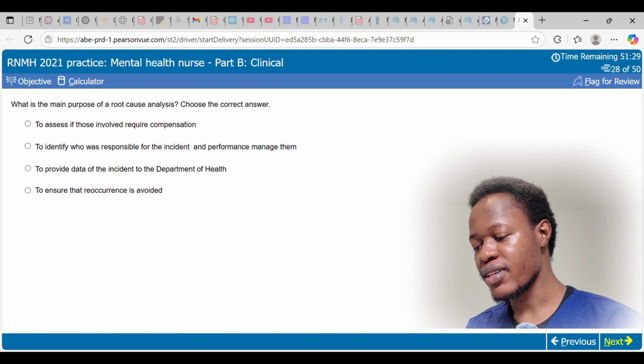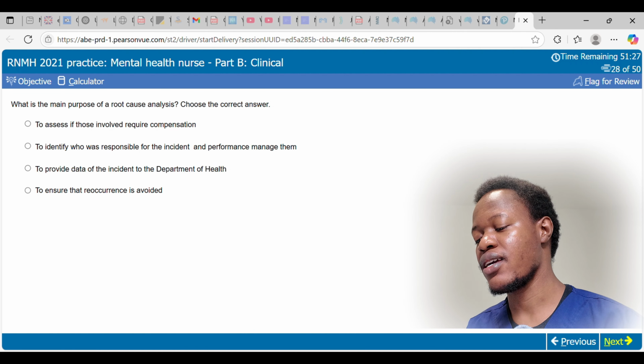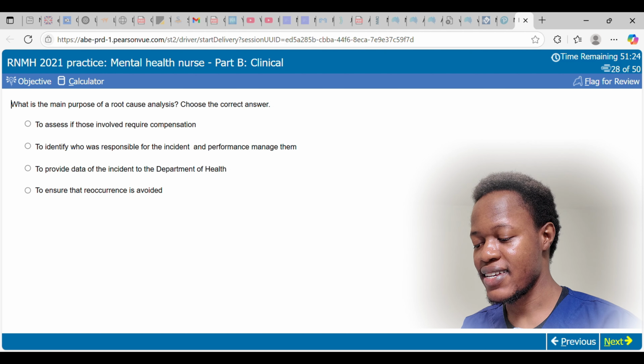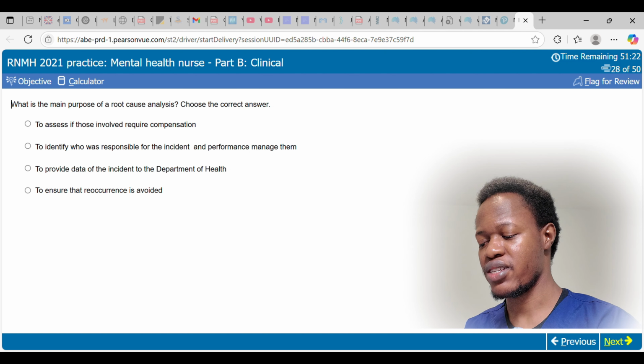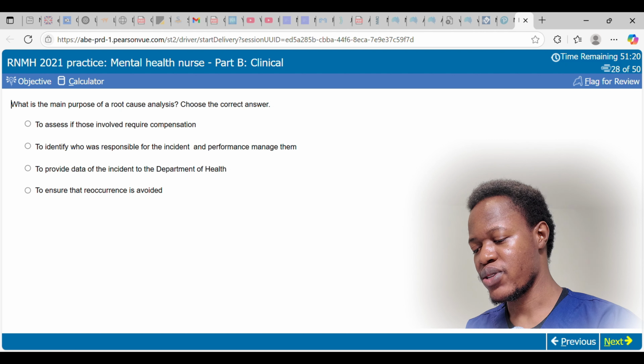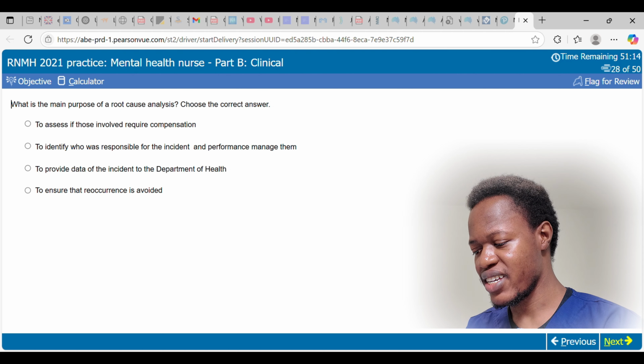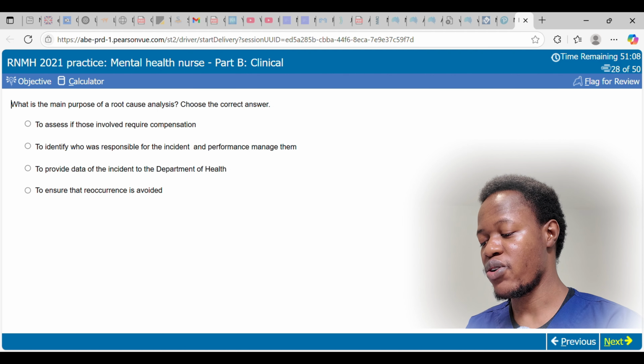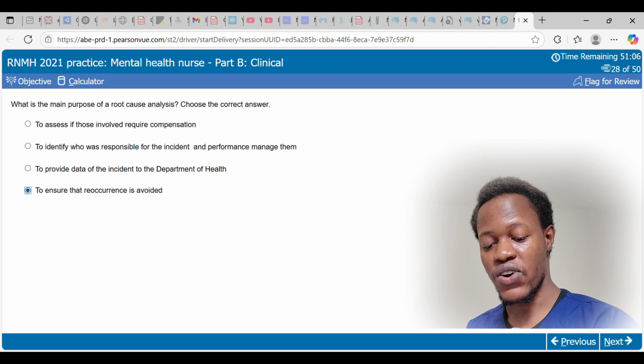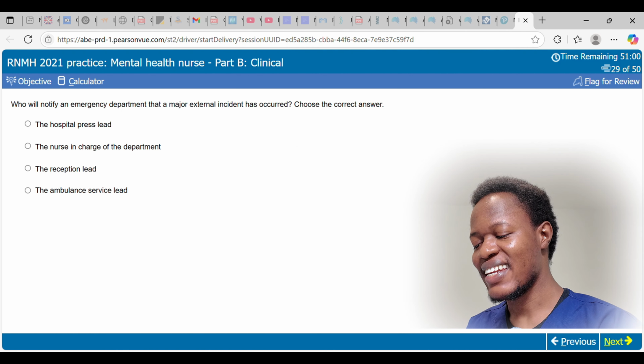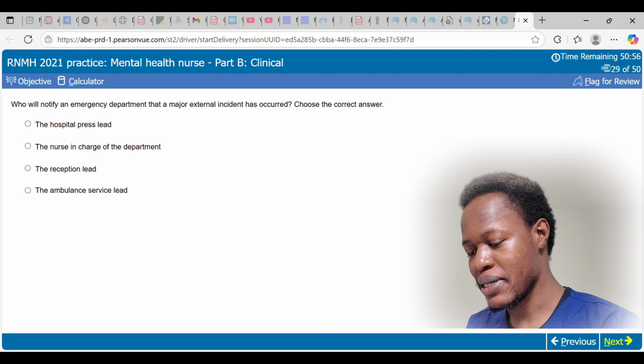Okay. So let me go through the options now to see. Option A says to assess if those involved require compensation. No. Option B, to identify who was responsible for the incidents and performance manage them. Option C says to provide data of the incident. Option D, to ensure that reoccurrence is avoided. That is our answer.